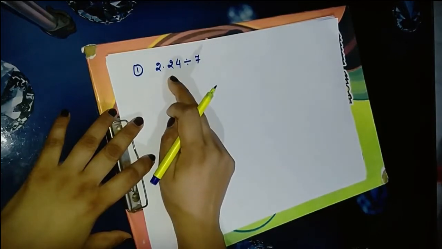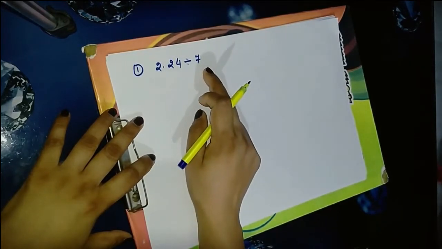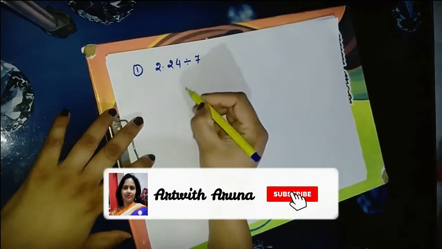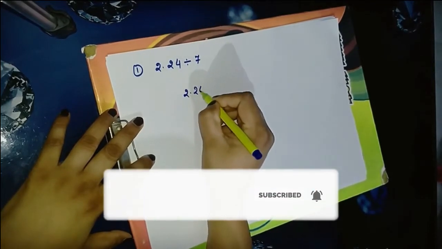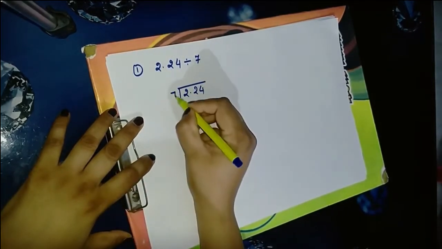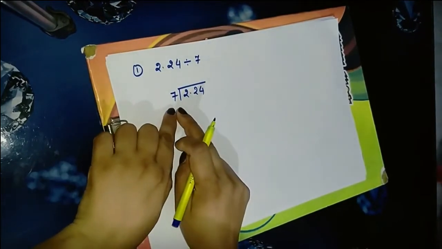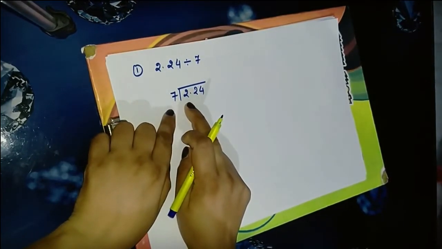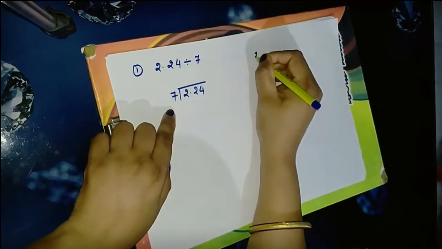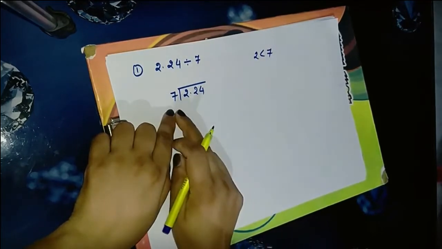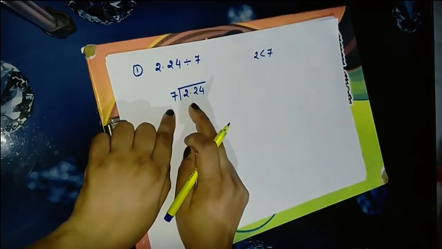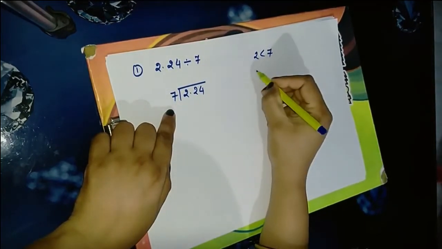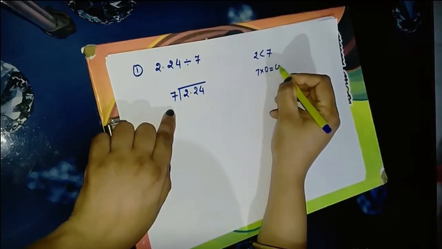Here the dividend is a decimal number and the divisor is a whole number. So to solve this question, first of all we will write the number in long division form like this. Here you can see that the divisor is a one digit number, so we need to compare this one digit with this. We can check that 2 is less than 7. So in the table of 7, the number which is less than 2 is 0 times 7 is 0.